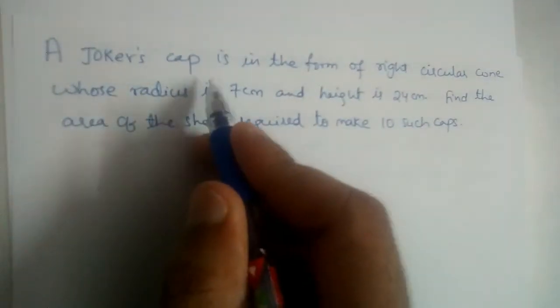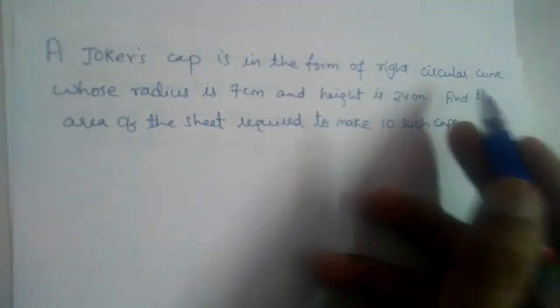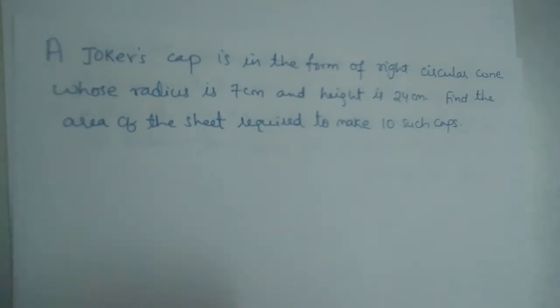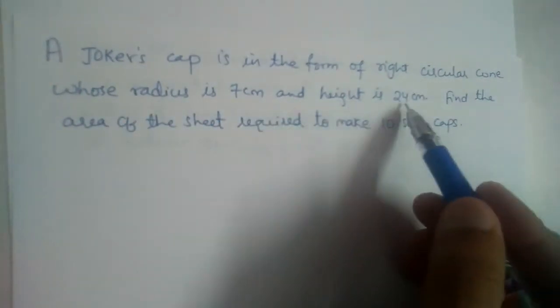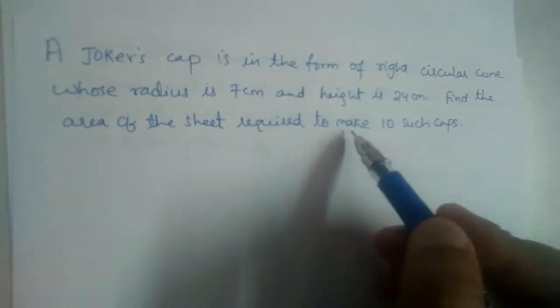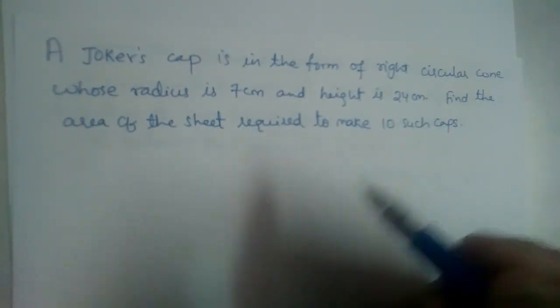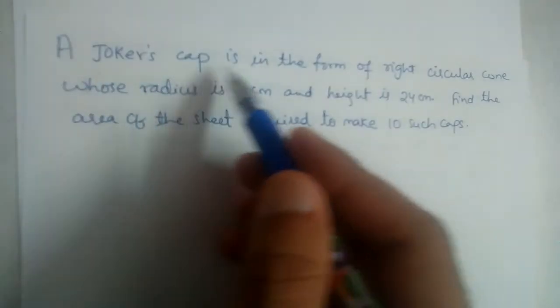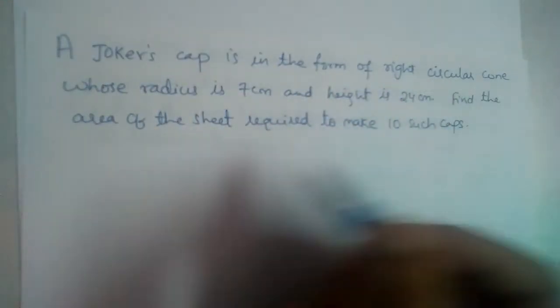A joker's cap is in the form of a right circular cone whose radius is 7 centimeters and height is 24 centimeters. Find the area of the sheet required to make 10 such caps. Okay, so we have a joker's cap which is in the form of a right circular cone.